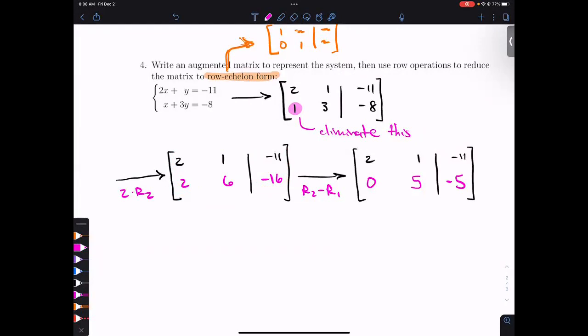Now at this point, through all of this, you have some options about what you can do. The most direct way would be that I've got a 5 here, I want a 1, so just take row 2 divided by 5.